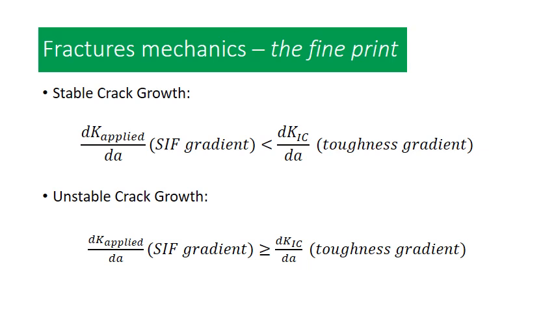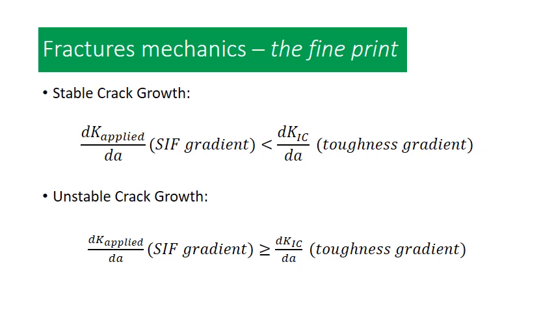In the case of unstable crack growth, we may have a K gradient that is propagating into an increasingly brittle material, which would then lower the toughness gradient and allow for unstable crack growth. So there are various combinations and permutations of K gradient and toughness gradient that we need to think of.